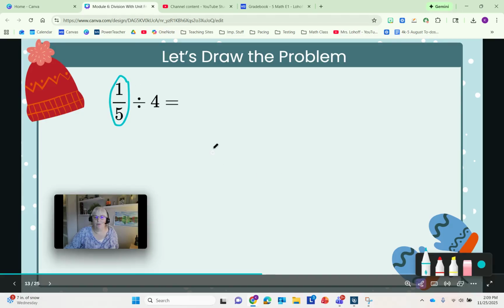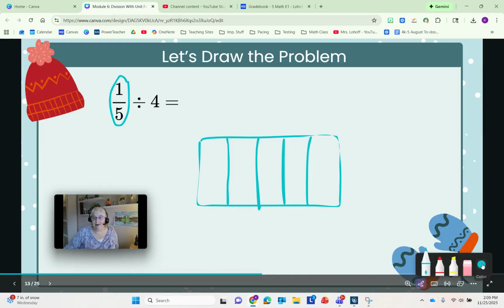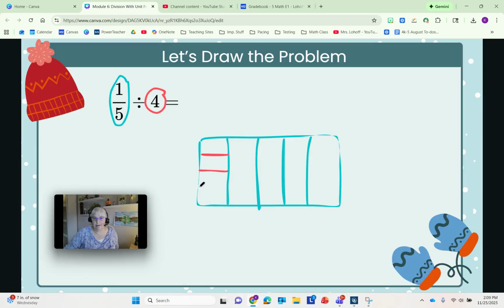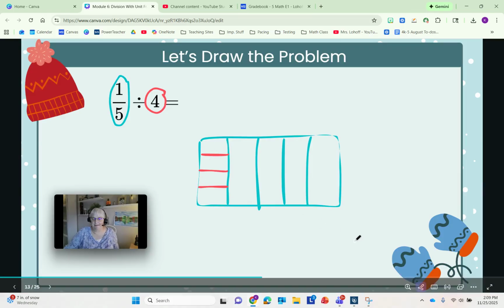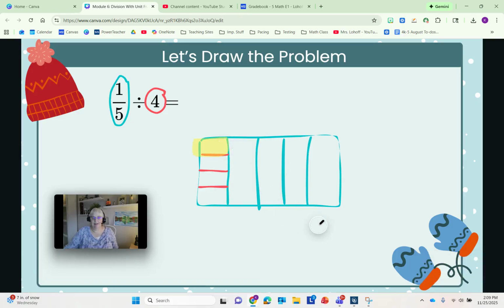First, I'm going to show 1/5. So if I create a shape and I divide it into 5 parts, 1/5 is going to be this section right here, just one of the 5. Now I'm going to take that 1/5 and I'm going to divide it into 4. Now, if you look, there are 4 parts in the 1/5. We are talking about just this section.